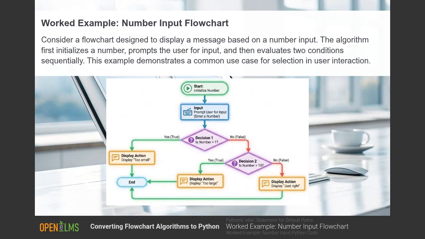Worked example: number input flowchart. Consider a flowchart designed to display a message based on a number input. The algorithm first initializes a number, prompts the user for input, and then evaluates two conditions sequentially. This example demonstrates a common use case for selection in user interaction.